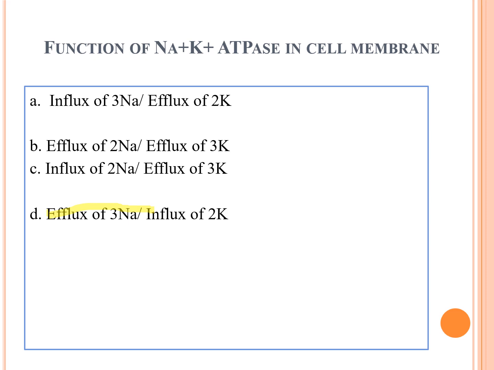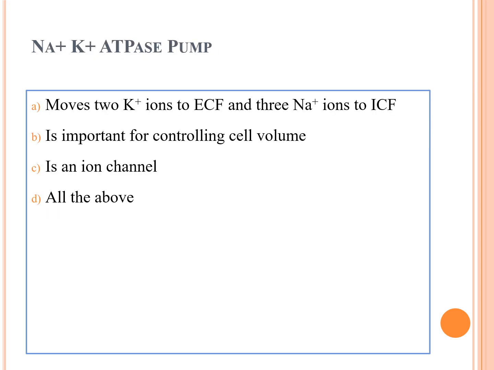So 3 sodium will be pumped into the extracellular fluid and 2 potassium will be pumped into the intracellular fluid. The option saying the pump moves 2 potassium ions to extracellular fluid and 3 sodium ions to intracellular fluid is wrong. It is important for controlling cell volume. Yes, it is true. Sodium potassium pump controls cell volume, otherwise the cell will swell and burst.